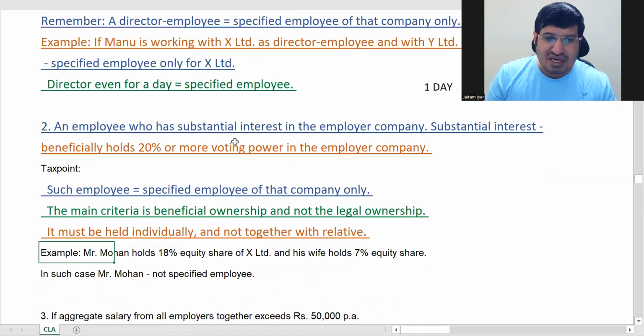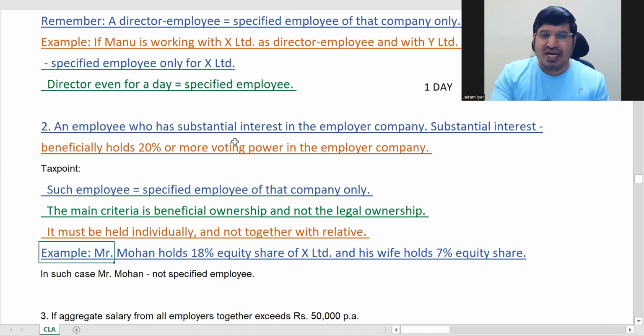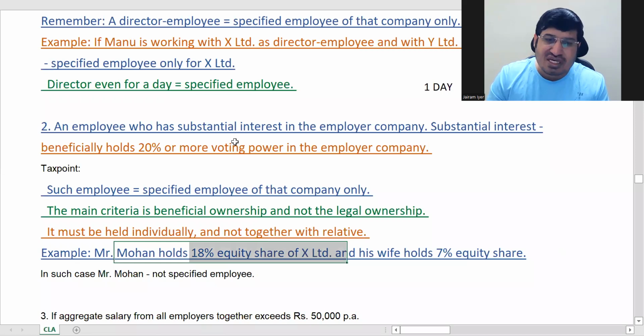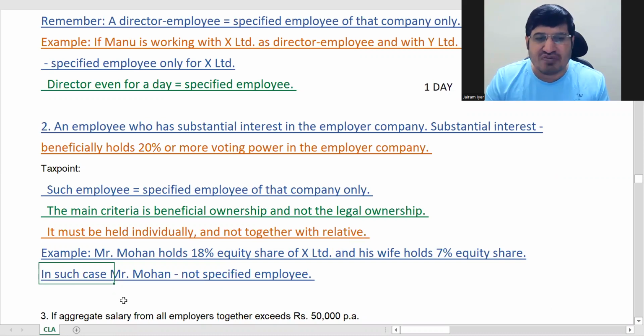If you see an example here, Mr. Mohan holds 18% equity share of X Limited, wife holds 7%. Now you cannot add 18 plus 7, 25. Mr. Mohan individually can only exercise 18%. Tomorrow he has to vote, it's not essential that his wife will listen to him always, correct? So what he himself can exercise is only this 18%. So for finding out substantial interest, see what he can individually exercise. In such a case, Mohan is not a specified employee.